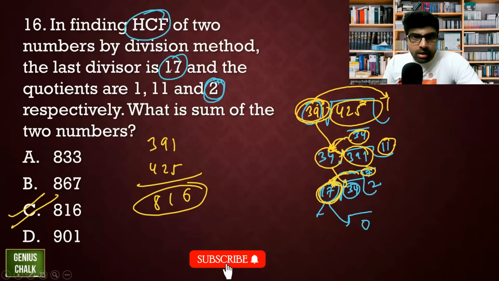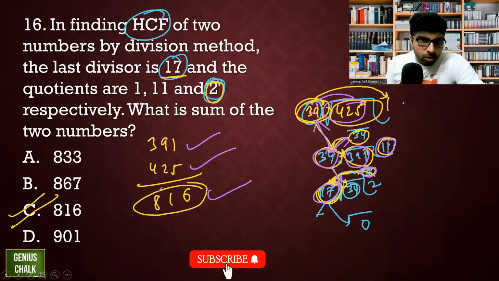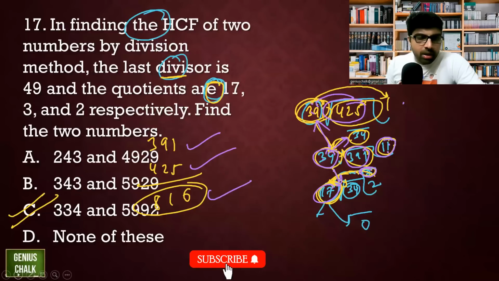What is happening actually? Start from the last divisor, that is 17, and the last quotient is 2. So 17 times 2 is 34, giving remainder 0. Afterwards, we can switch back. This 34 will be going here in the previous divisor, and the next quotient was 11. So 34 into 11, and this 17 is coming, that means 17 must be here in the remainder. So 34 into 11 plus 17 is 391. Then 391 must go here, and it is 391 into 1 plus 34 should be here. So our two numbers were 391 and 425, whose sum is 816. Let's solve this.